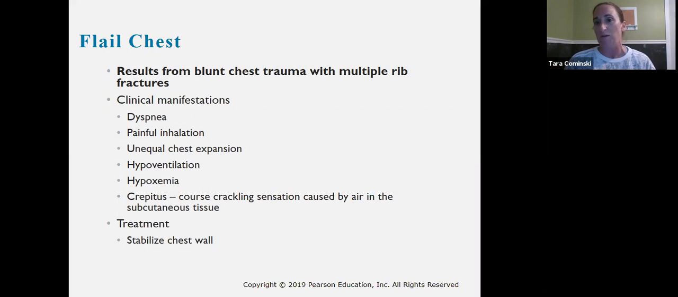So with flail chest, it's the idea that it's unstable and there's movement. Think about it: if you have broken ribs, things moving when they shouldn't be, you lose that stability that you need for normal ventilation, okay? So flail chest is caused by injury, and it's when you have multiple rib fractures. A couple of fractured ribs probably doesn't lead to flail chest. This is a pretty serious injury, with a serious amount of fracture, okay?